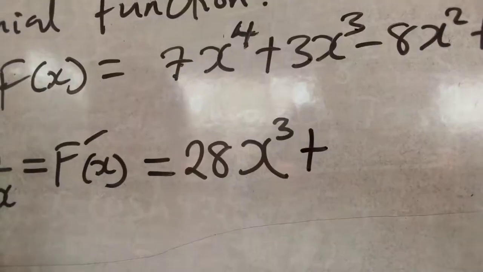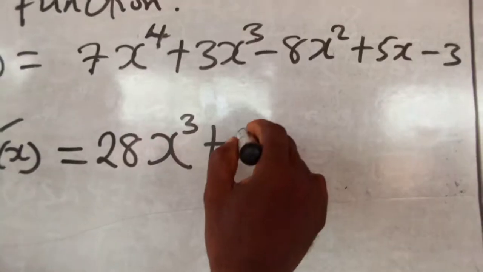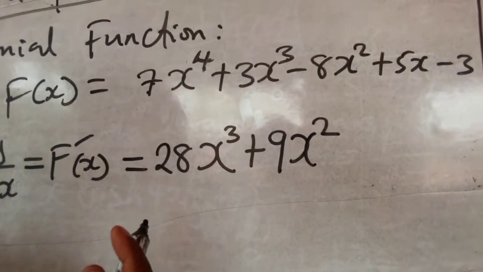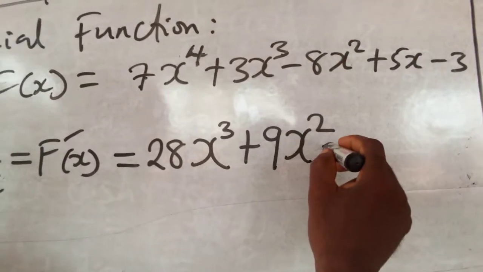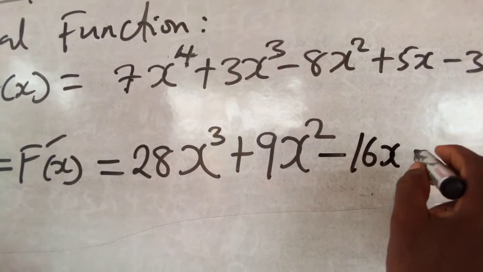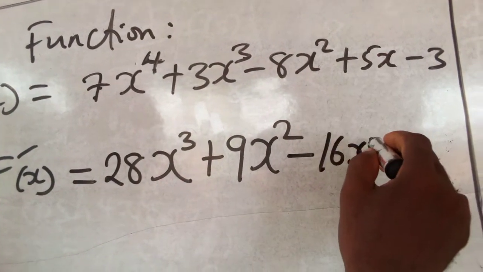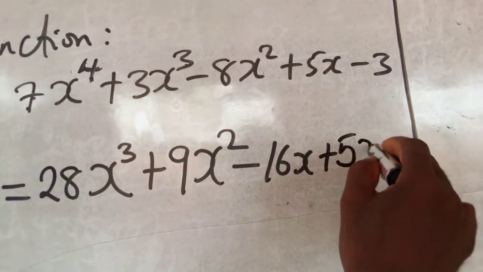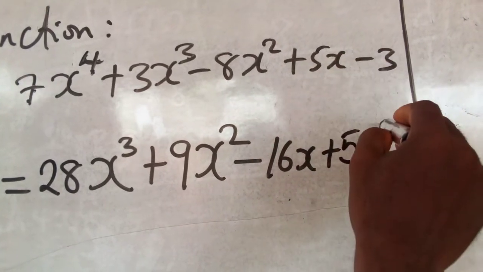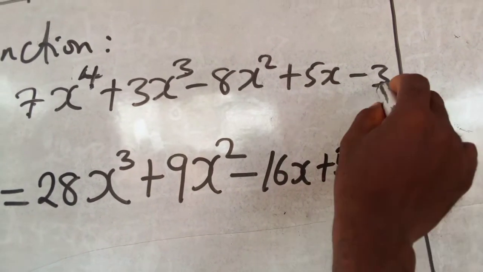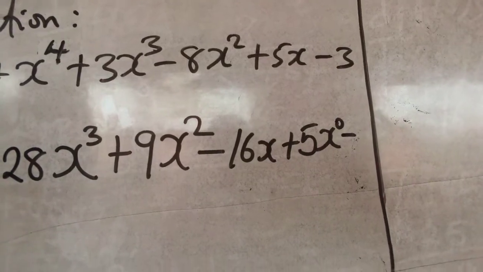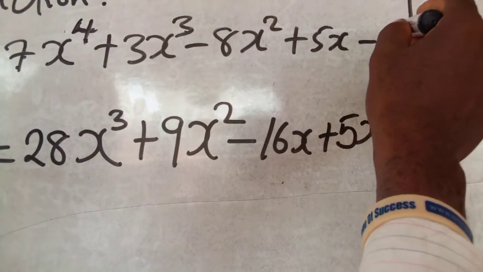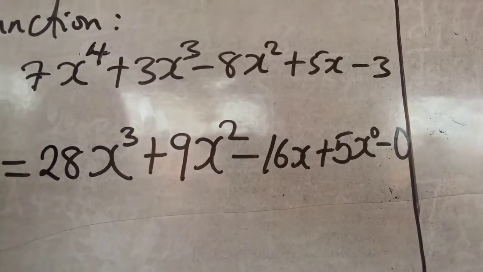Plus 3 times 3 is 9, so you have 9s raised to power 2. The next one, this time, is minus 16s. You remove 1 from the power, it will give you 1. Then 1 times 5 is 5, then 1 minus 1 is 0. So if you differentiate any constant, the answer will be 0. A number is constant. Any term without s is constant, so if you differentiate it, it will give you 0.